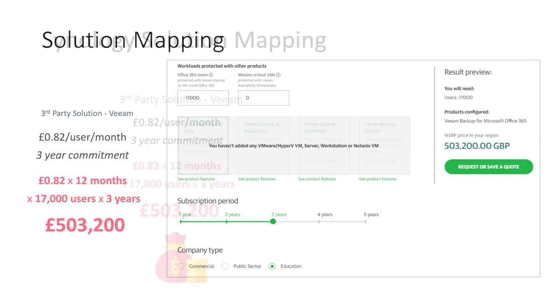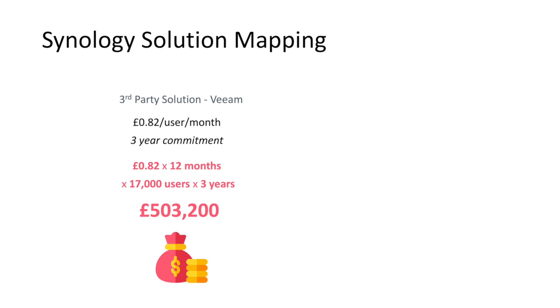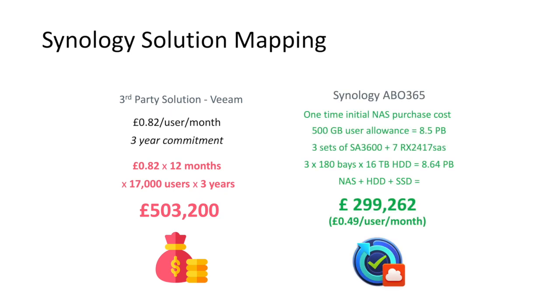So if we take this and compare that to the Synology solution that we'd introduce, with the Synology solution just being a one-time initial NAS purchase cost, and assuming that the user allowance would be of 500 GB per account, that works out to about 8.5 petabytes for the 17,000 users. This would probably require 3 sets of SA3600 units, as well as the expansion units. So fully maxing those out with 16 terabyte hard drives, the Synology solution will actually be able to achieve 8.64 petabytes.